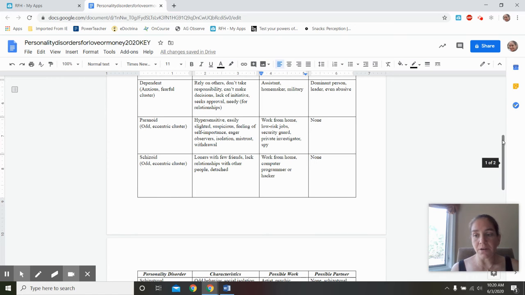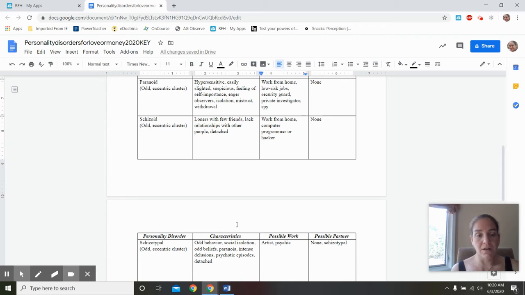The next cluster that we will talk about is the odd eccentric cluster. It reminds me of the branch of major disorders that is psychotic, where there is a break from reality, but these things don't necessarily have the delusions or the hallucinations that mark schizophrenia. Someone with paranoid personality disorder is very hypersensitive and easily slighted. They're suspicious of other people's intentions. They are watching all the time, observing other people. They're isolated. They withdraw from other people, and they have a feeling of self-importance in some way.